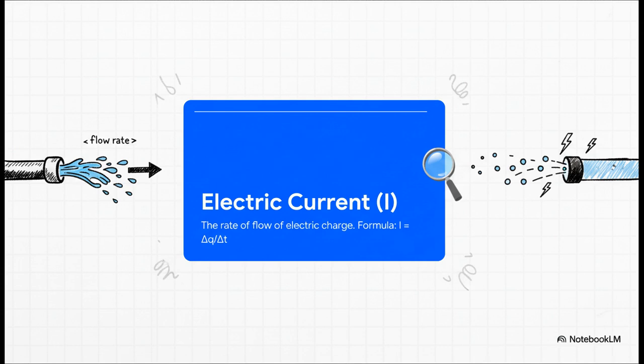The best way to think about it is like a water pipe, you know? The current is just like measuring the flow rate. How many gallons of water are gushing by every single minute? In a wire, it's the same idea, but we're counting how much charge flies by every second.